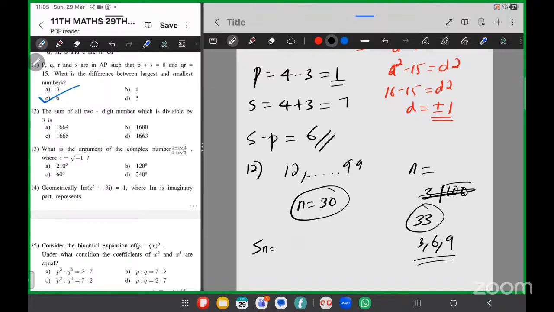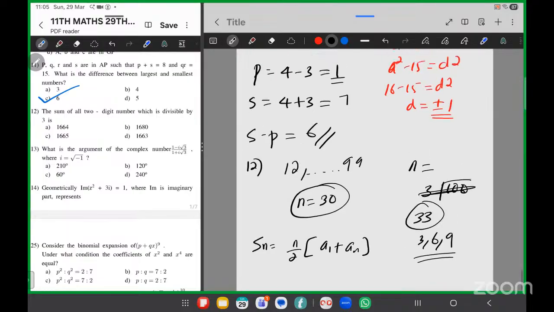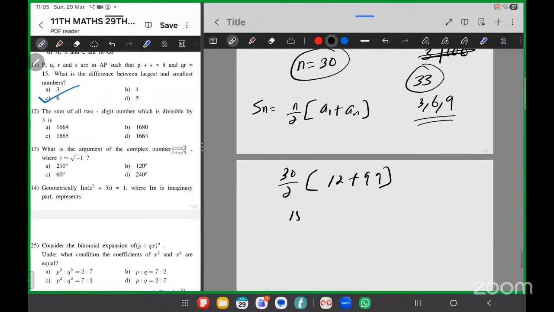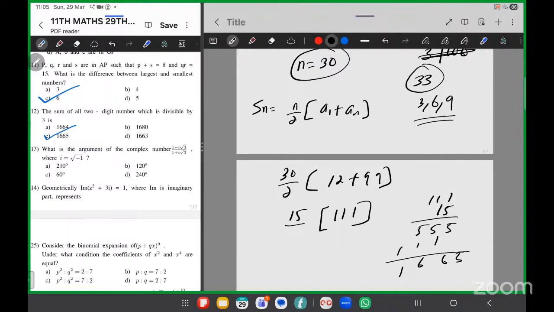Sum of the terms is n by 2 into first term plus last term. So n by 2 is 30 by 2, into first term is 12 and last term is 99. 30 by 2 is 15. 99 plus 12 कितना आएगा? 111. So 15 into 111, 1665. Option C is the correct answer.